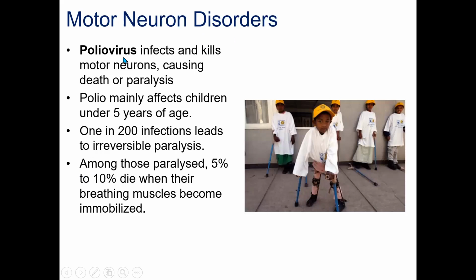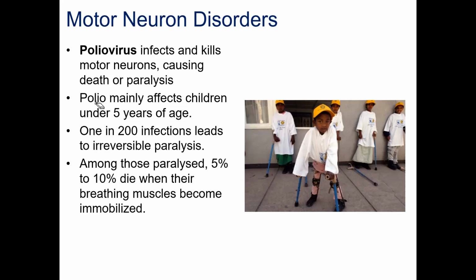disorders, motor neuron disorders. So one of them is polio. Okay, polio, you might have heard of it. It actually is a virus that will infect and kill motor neurons, and it could cause paralysis, and in some extreme cases, it could result in death. For example, if the motor neuron that controls the breathing muscle is damaged, then the person will not be able to breathe, right? And that obviously will be very problematic.